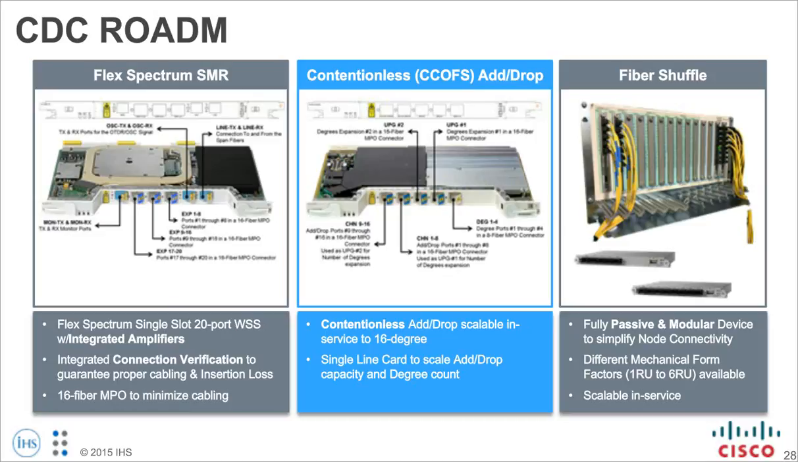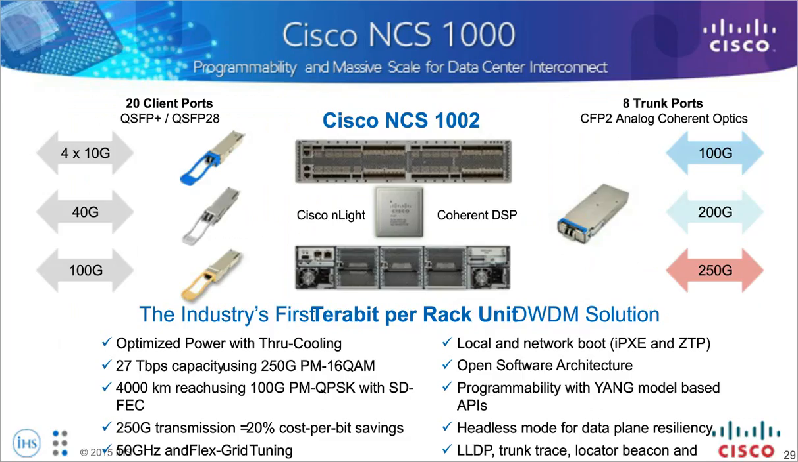We also introduced last week a new product for the DCI space, which we call NCS 1000, and this product is a pizza box. It has 2 terabits of capacity on the client side via 20 QSFP28s, and it has 2 terabits of capacity on the trunk side. And the interesting thing about the trunk side is it enables a higher baud rate 16 QAM that allows us to get 250 gigabits into a single carrier. So in 8 carriers, we're able to get 2 terabits of capacity.